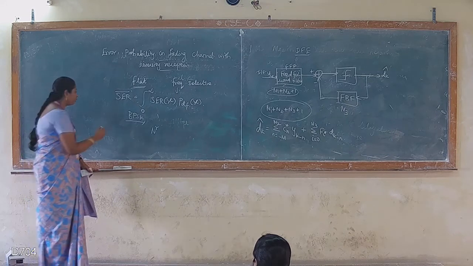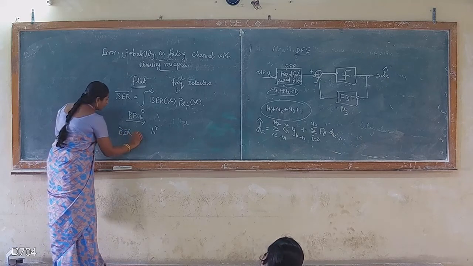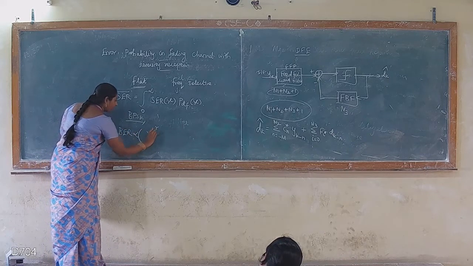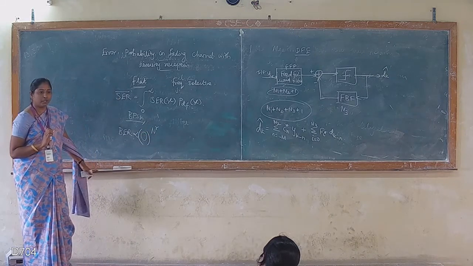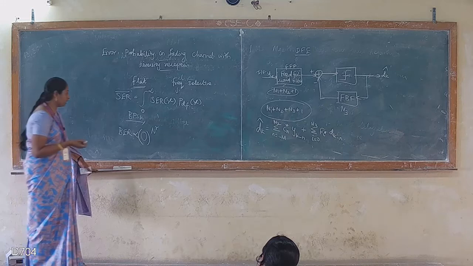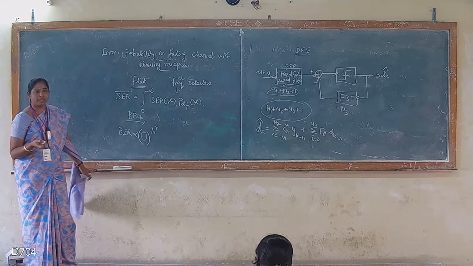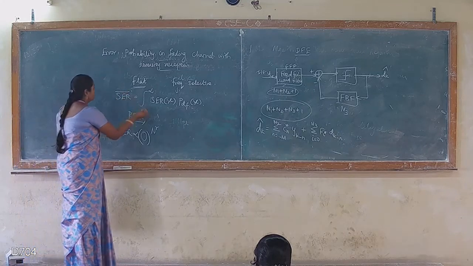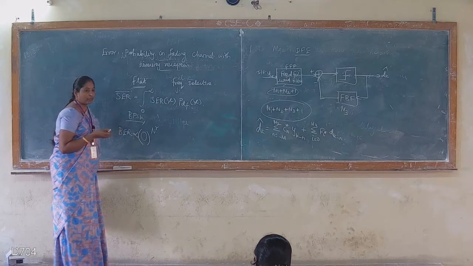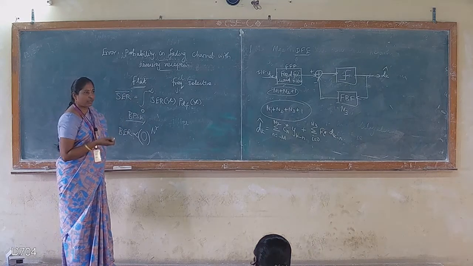So normally BER is proportional to the nth power of some argument. So if you are increasing the number of antennas, definitely the BER will be reduced. That is the main inference from the error probability in fading channel. Okay, so this is about flat fading.